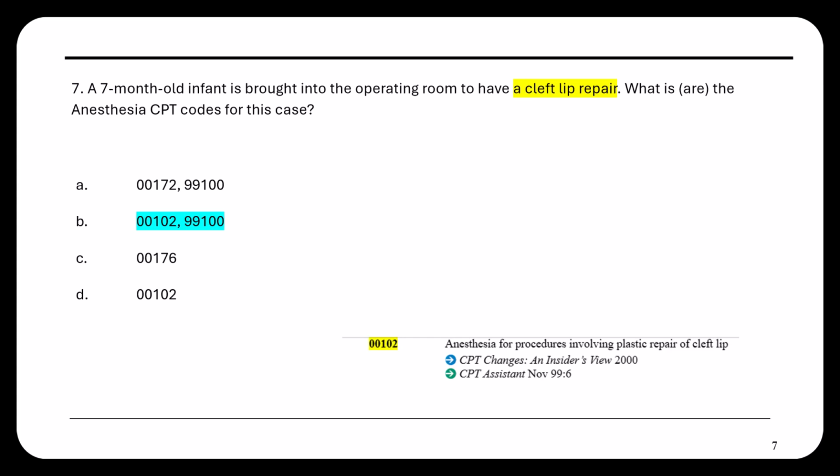The easiest way to know whether I'm on a code where I don't need 99100 is that the code description will say for someone younger than 1 year of age. Then you don't need the 99100 because you would be duplicating what you're saying. So in this case, we need 00102 for the actual cleft lip repair, and we need the qualifying circumstance to let everyone know.